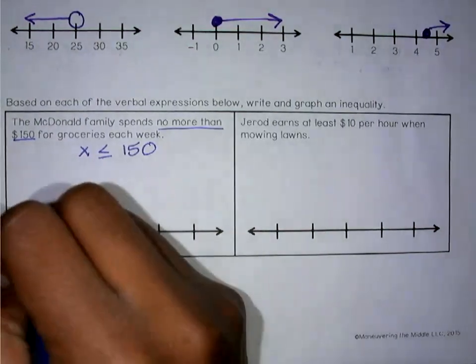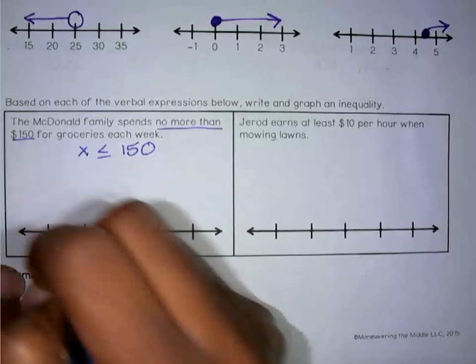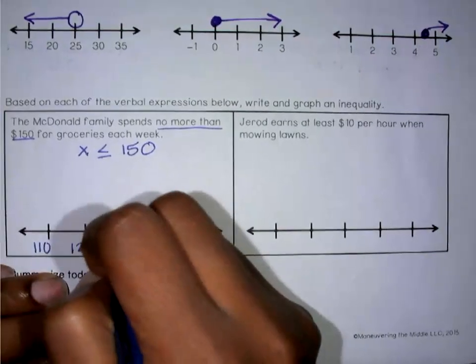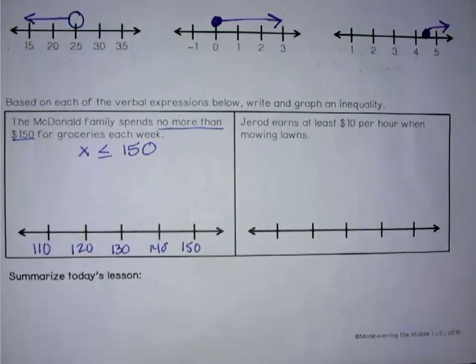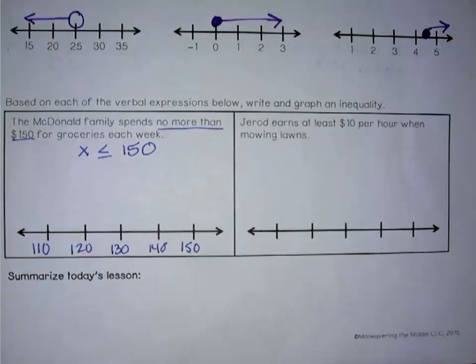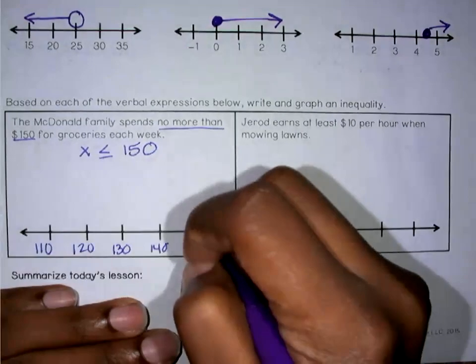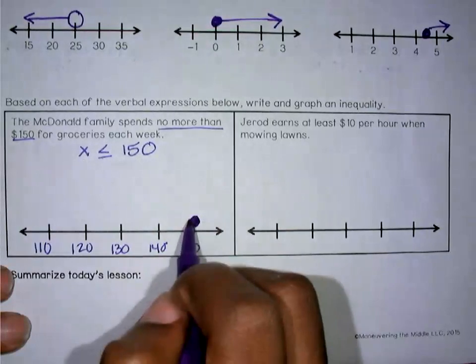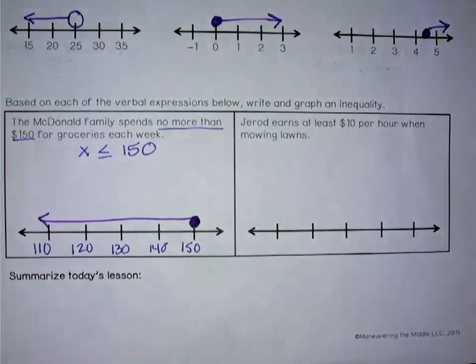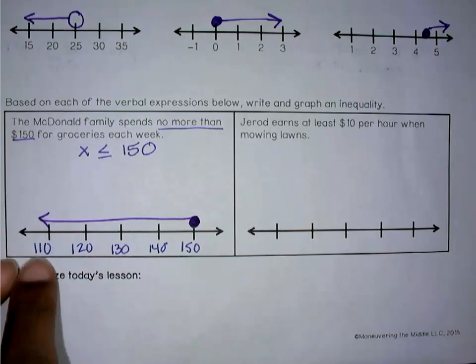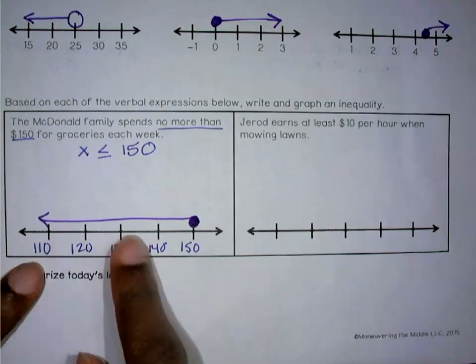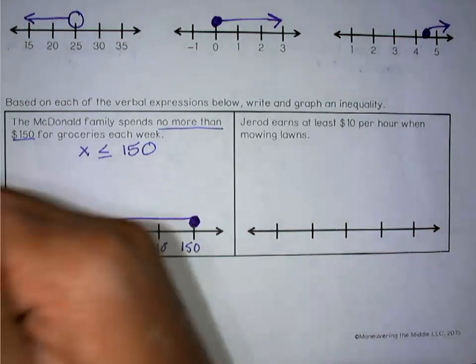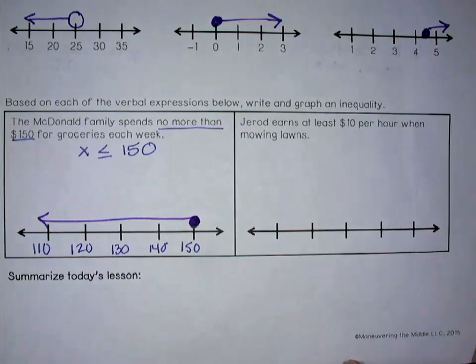So I'm going to count by 10, start with 110, 120, 130, 140, 150. So I know that my circle is going to be closed, and that sign is less than, and that means that way. You don't have to do it this way, but you just need to make sure you don't put 150 right there. You want at least to make it known that you're going less than.